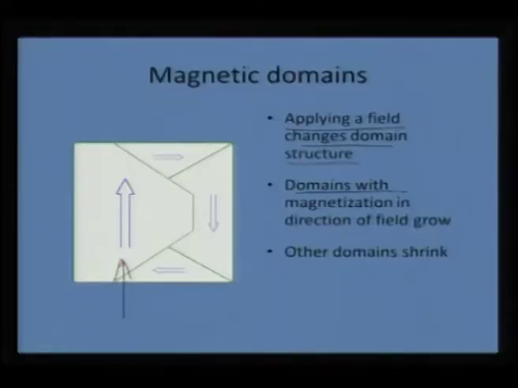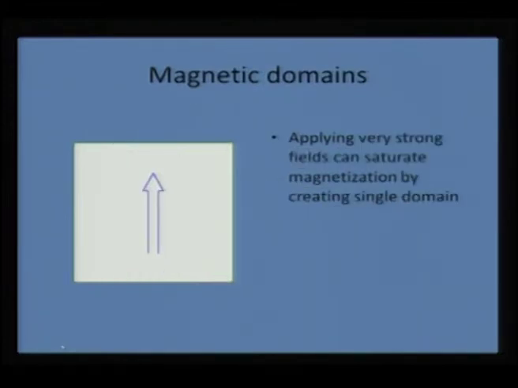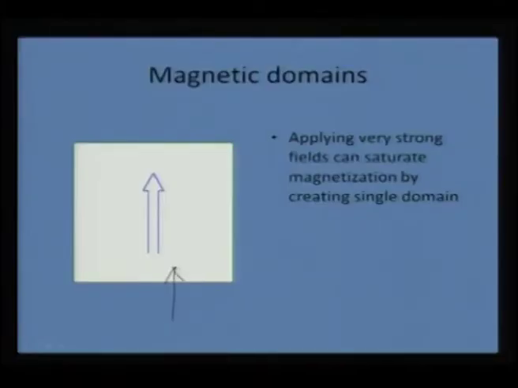So domains with magnetization in the direction of the field grow, other domains shrink, and as a result, when you try to overcome this energy, you almost coalesce all the domains together into one single domain. In other words, you call this single domain behavior, where no other domains are there and everything is aligned along the axis of your magnetic field.